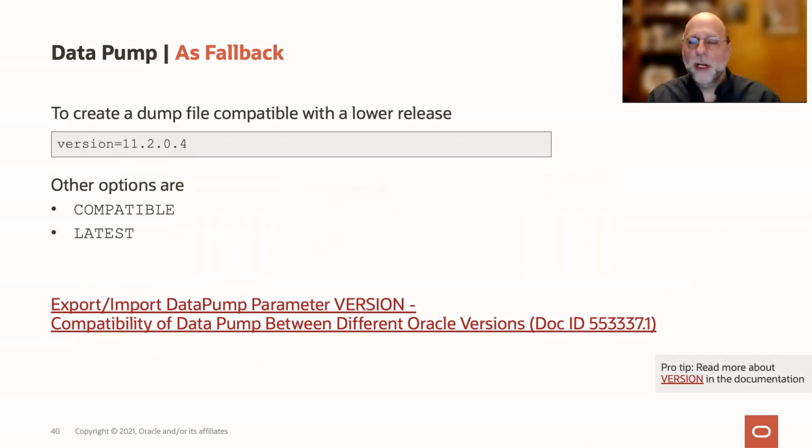You could say version equals compatible. So let's say you are on a 19C database and you had left compatible at 12.2. You could do that and you could get a 12.2 dump file out of it. Or you could, of course, say version equals latest. That's going to be the default. That's whatever you're using in that database.